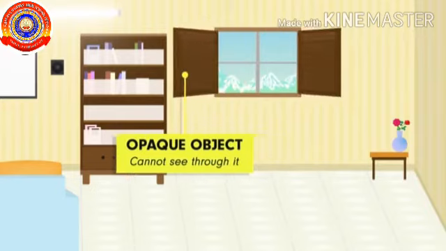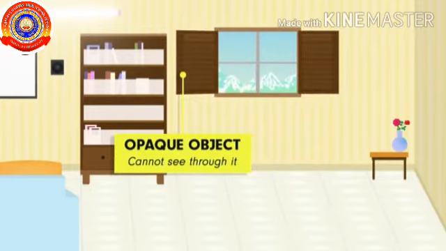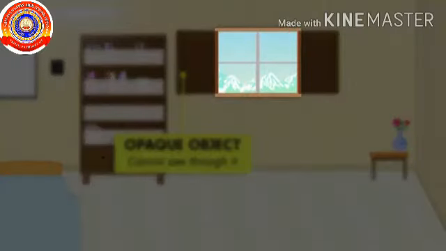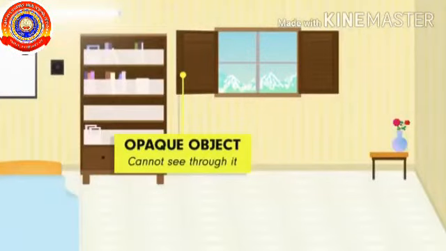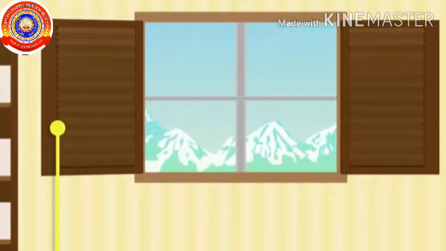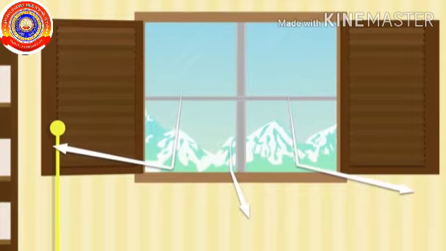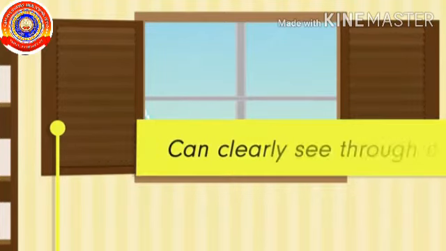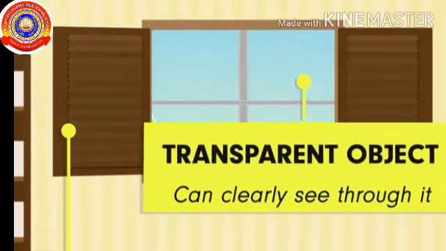Now let's open the wooden shutters. Can you see something new? Yes, we see the surroundings through the glass, and I am sure you know why. What has happened now is that we have a clear glass which allows light to pass through it, allowing us to see through it clearly. Such objects are called transparent objects.